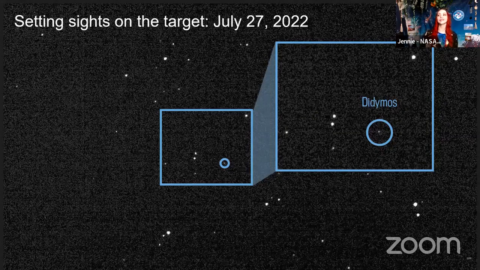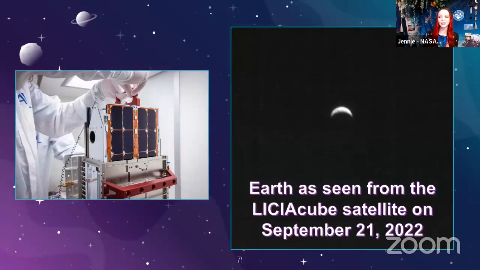Then many months later, in July of 2022, earlier this year, it was still this far away, but the spacecraft finally found what it wanted to crash into. This is a picture taken from that little Lucia cube satellite. So it turned around and it took a picture of Earth.